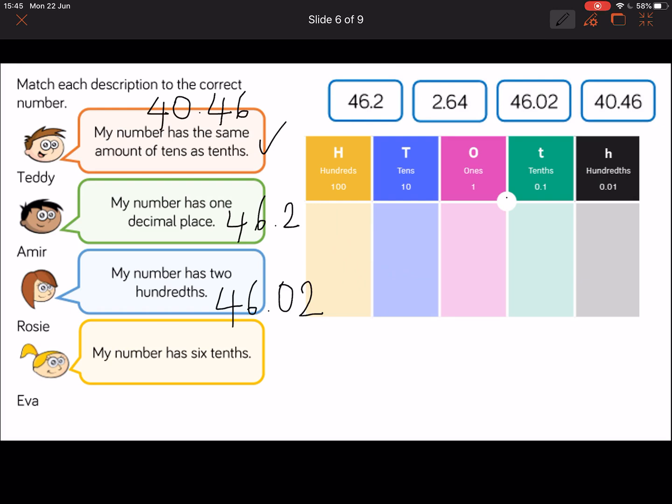Finally, you could match the last one as the missing one, but I am going to explain it. My number has 6 tenths, Eva says. Now, the tenths is the position after the decimal point. And actually, there's only one number that has a 6 after the decimal point. So the answer for that one is 2.64. Well done if you have got all 4 correct.